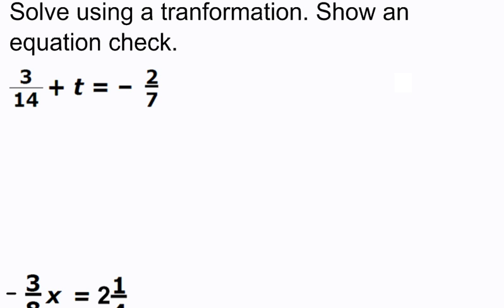Okay. So, let's go. 3/14 plus t equals negative 2/7. So what do you think I should do here?